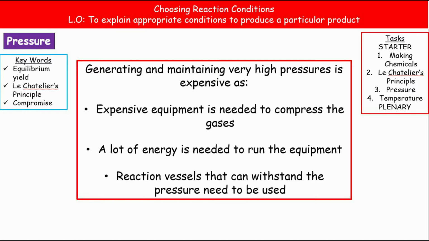So what we see, 3 reasons that using high pressure is expensive. First of all, expensive equipment to generate the pressures. Second one, the energy needed to run the equipment. And the third one, the cost of our reaction vessels that can withstand those high pressures. So make sure you've got those points written in your book. I'll leave it up for about another minute and a half.